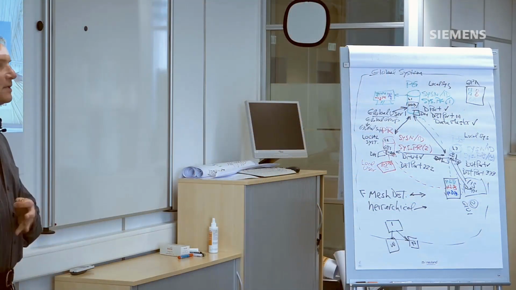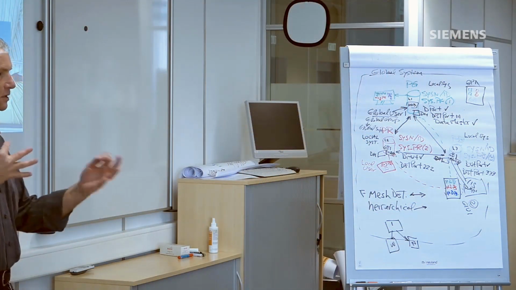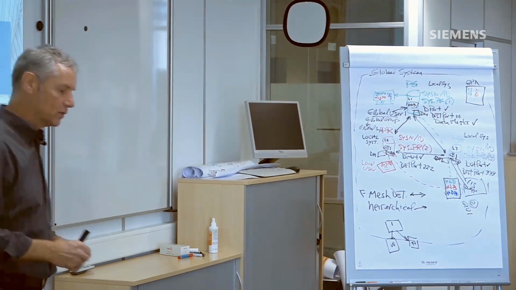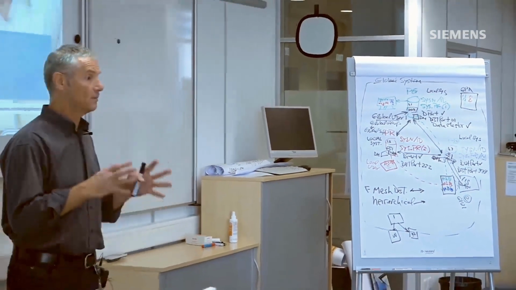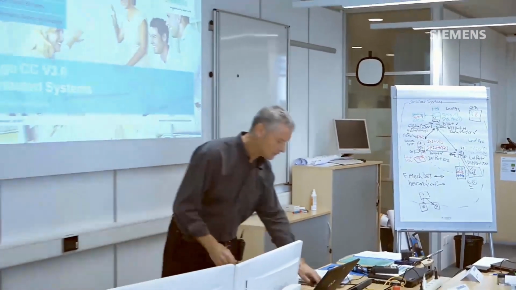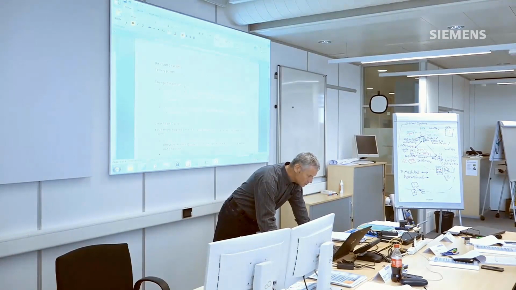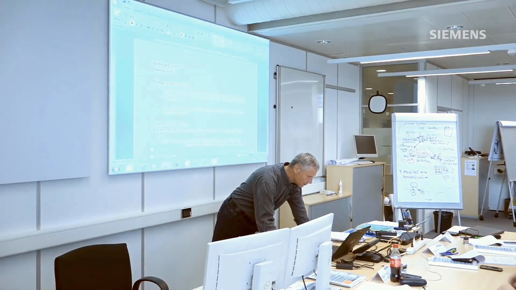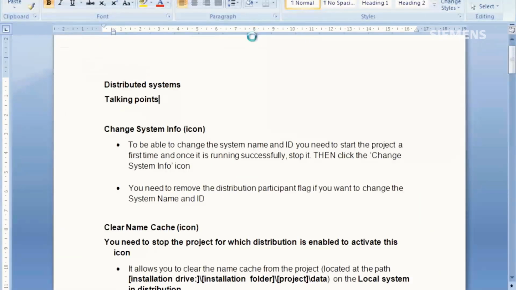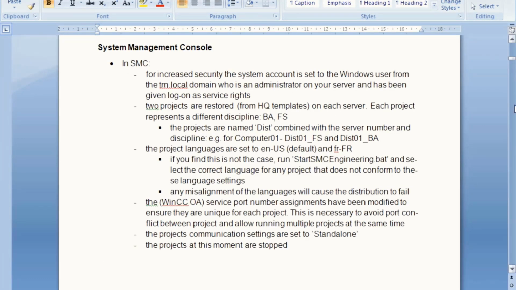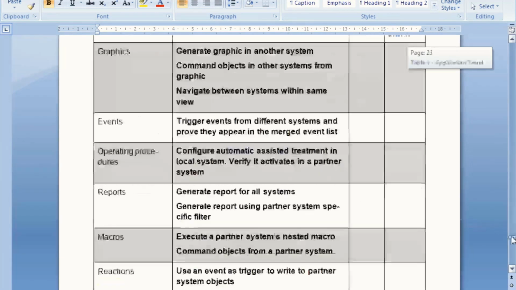Why don't I do a quick demonstration so you can see how the distribution fits using SMC. We'll work through one part. I won't do the whole thing because we have quite a big exercise ahead of us. What I would like to do is show you the exercise that we're going to be doing. It's only about 30 pages or so, so don't panic.